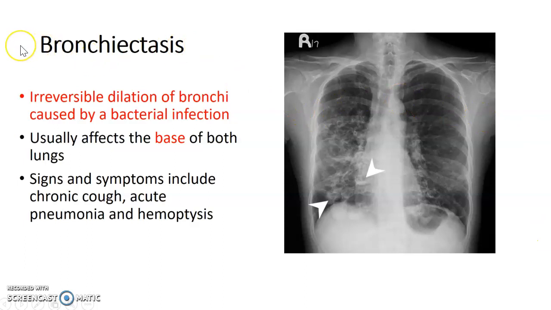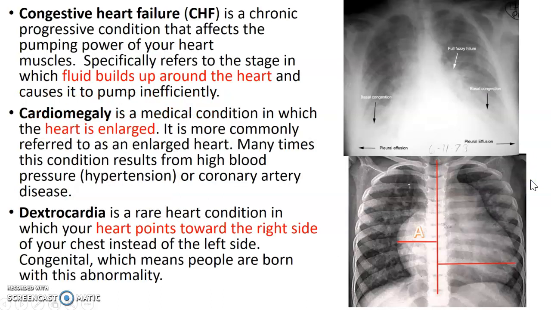Bronchiectasis is an irreversible dilation of bronchi caused by bacterial infection, and it usually affects the base of the lungs. CHF, congestive heart failure, chronic progressive condition that affects the pumping power of your heart. Usually fluid builds up around the heart, causing it to pump inefficiently. Cardiomegaly is when your heart is enlarged. Dextrocardia is when the heart points to the right side.